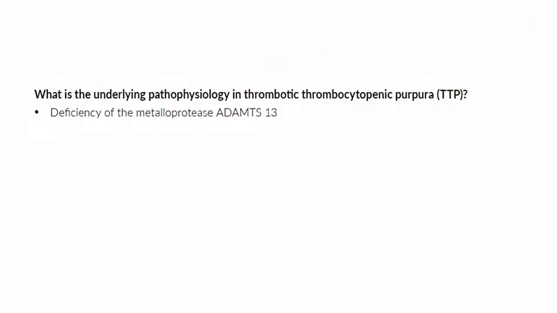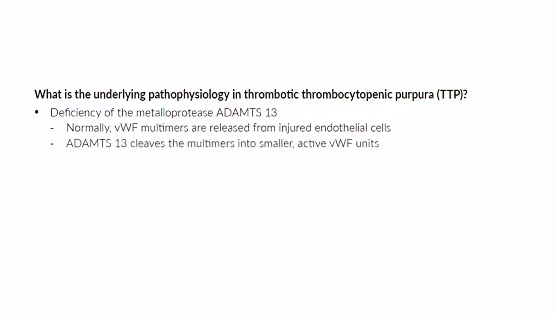This is a zinc-containing enzyme, so it's a metalloprotease, and it cleaves the von Willebrand factor multimers into the smaller active von Willebrand factor units. So remember, when you have an endothelial injury, von Willebrand factor is released. But actually, the von Willebrand factor in the endothelial cells is assembled into large multimers. Then these have to be cleaved into the smaller individual von Willebrand factor units by this ADAMTS13 protease.